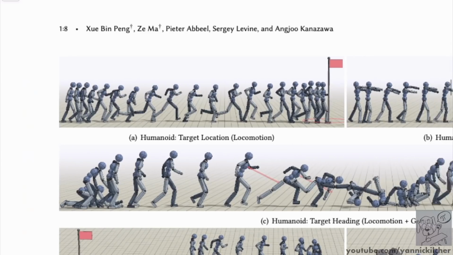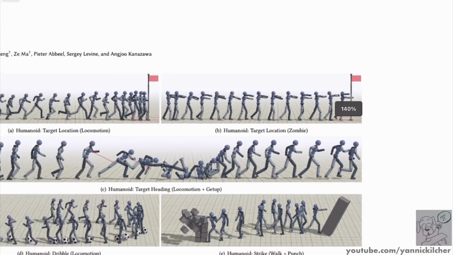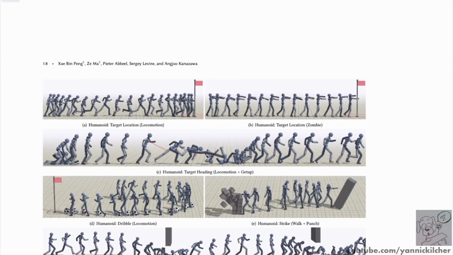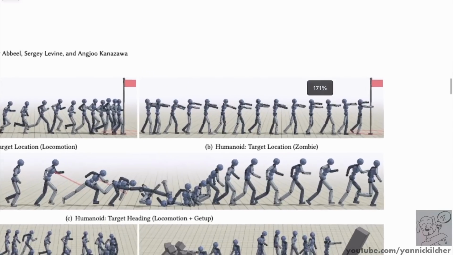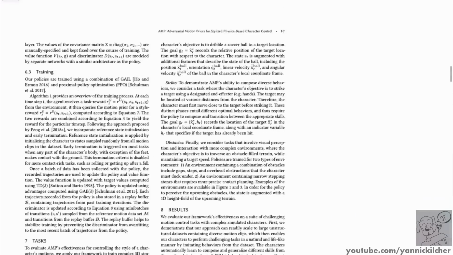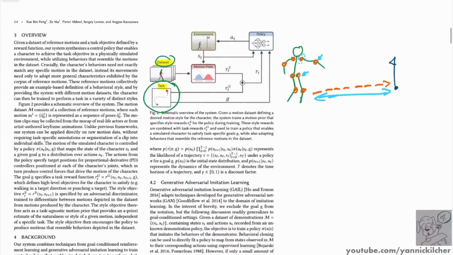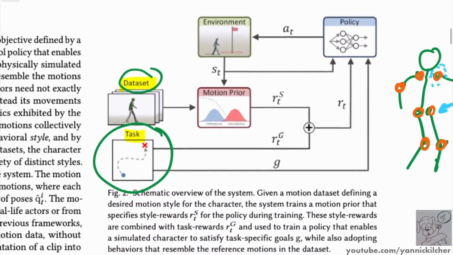And in another dataset, you could have these movements where actors just walk like zombies. And the goal here is to combine the style of the dataset with reaching the goal. Okay, so the combination would look like a zombie walking to the goal, which adheres to the zombie walk in the dataset and the goal specified by the task.